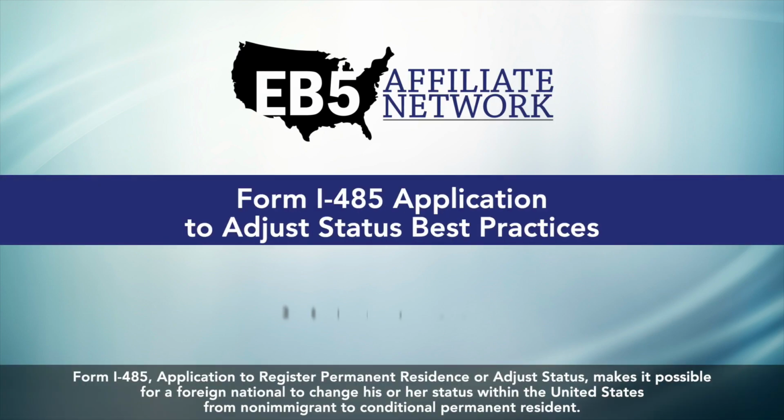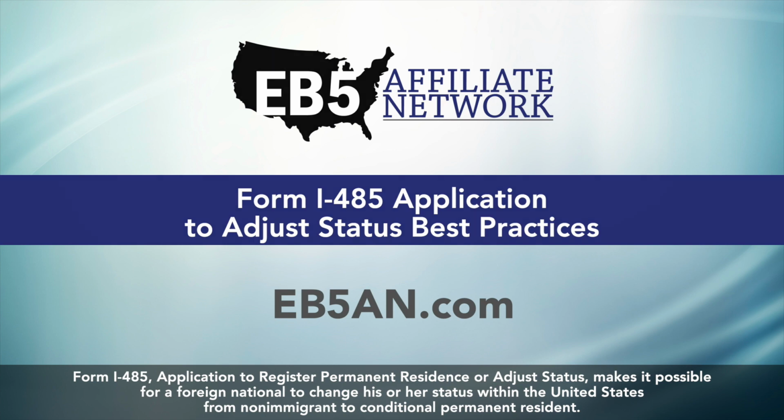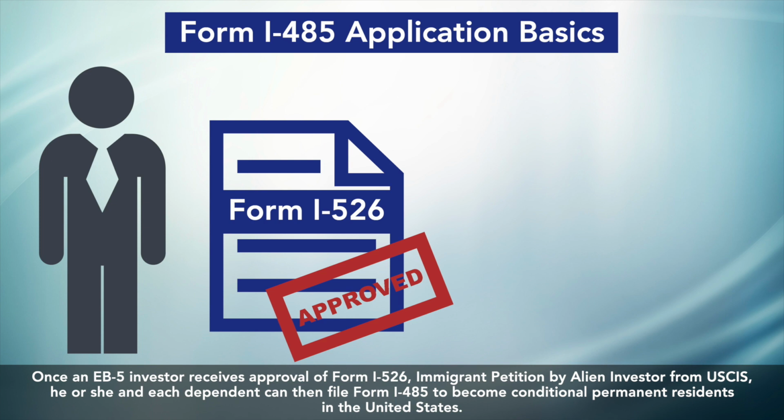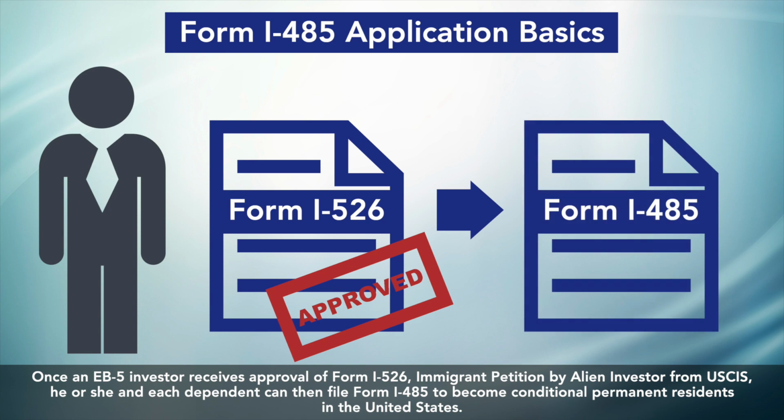Form I-485, Application to Register Permanent Residence or Adjust Status, makes it possible for a foreign national to change his or her status within the United States from non-immigrant to conditional permanent resident. Once an EB-5 investor receives approval of Form I-526, Immigrant Petition by Alien Investor from USCIS, he or she and each dependent can then file Form I-485 to become conditional permanent residents in the United States.